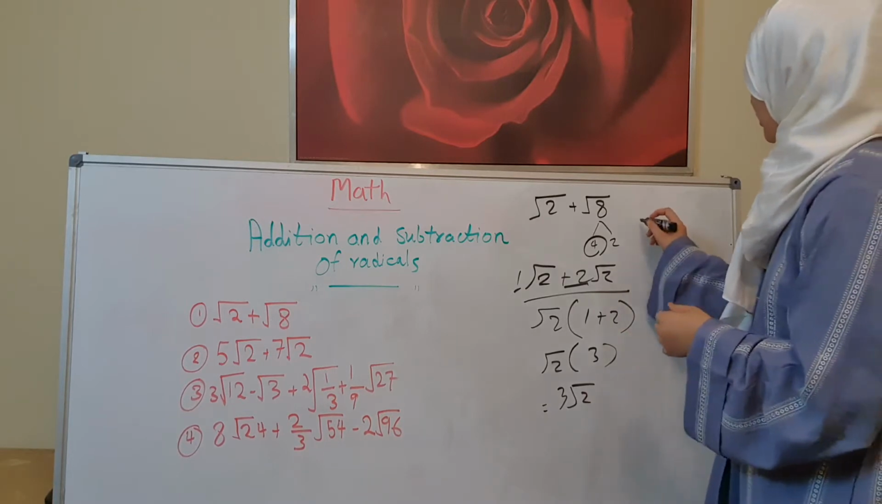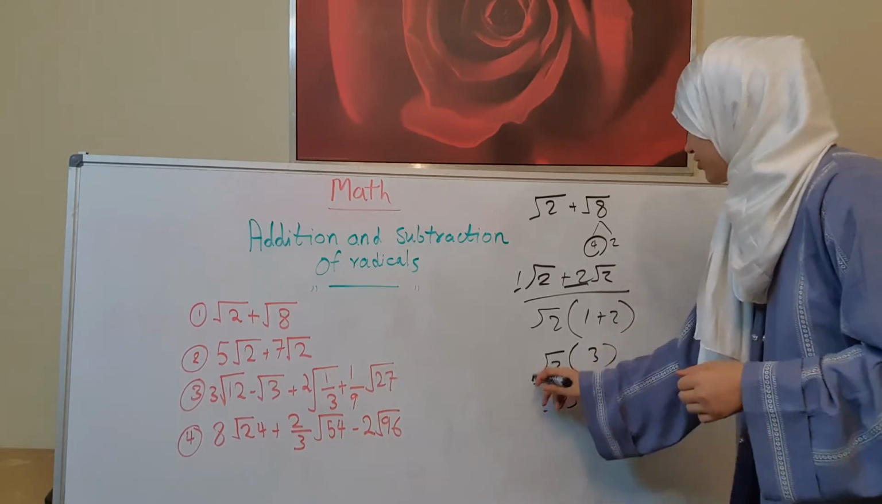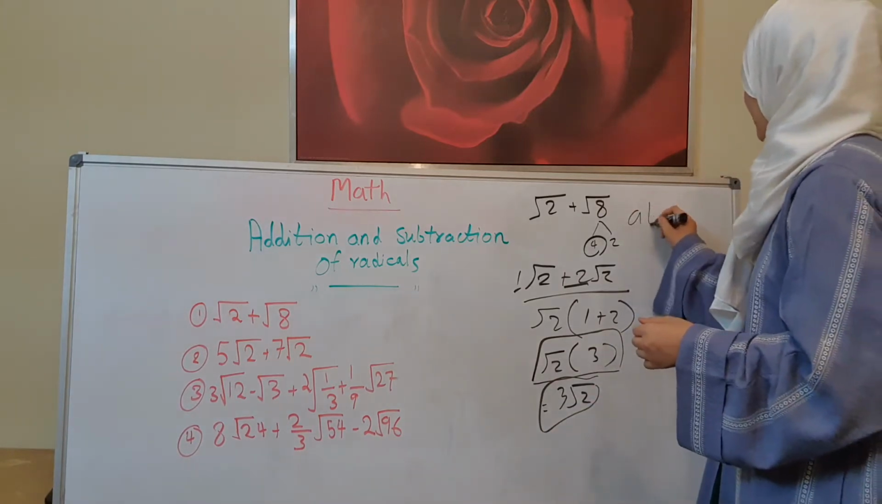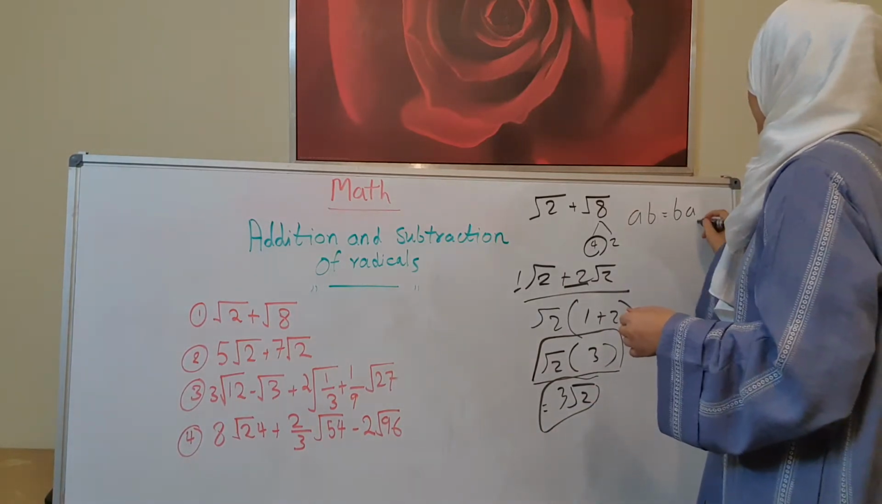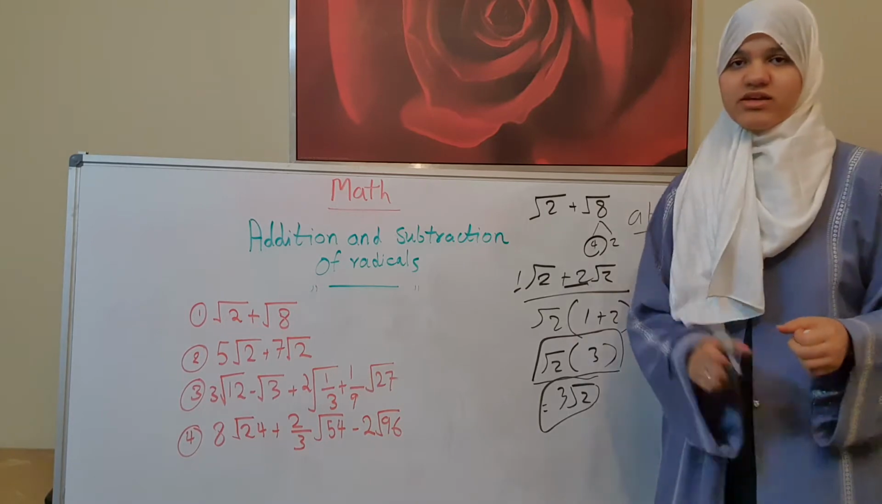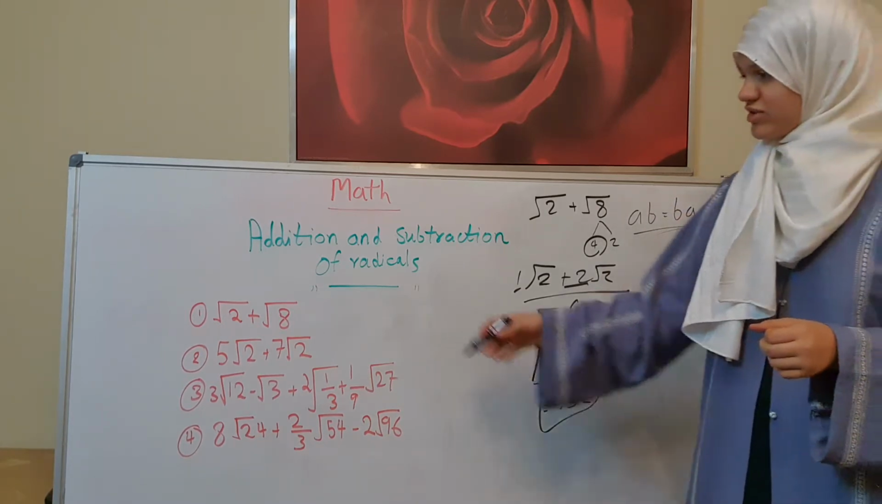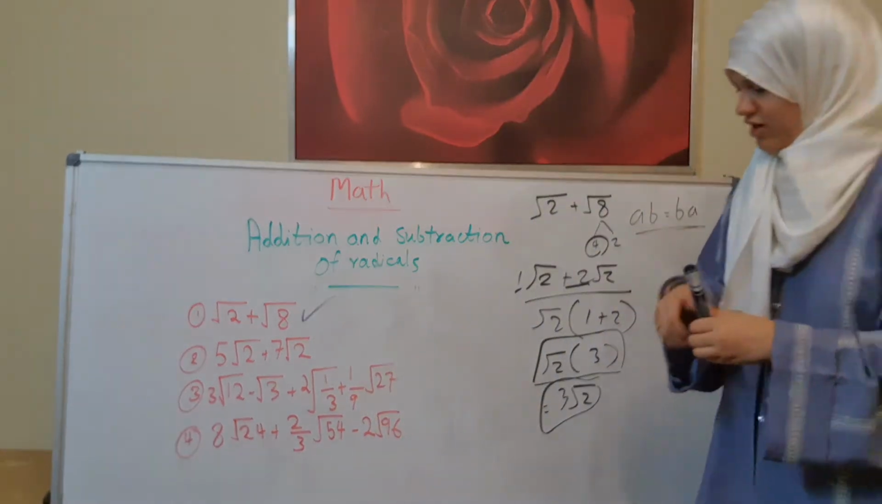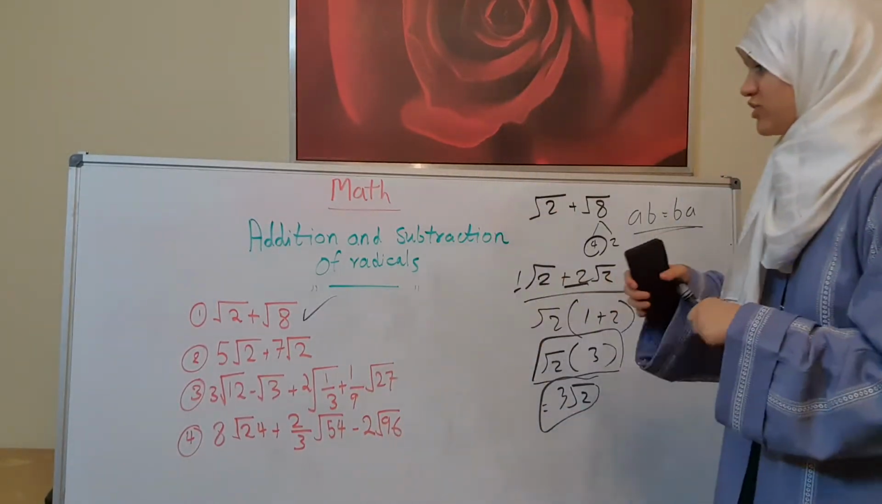Okay, we know that it can also be written like that as the final answer, because AB is equal to BA, it's the same. Okay, so now let us continue to the second question. The first question done. Now let us go to the second question.